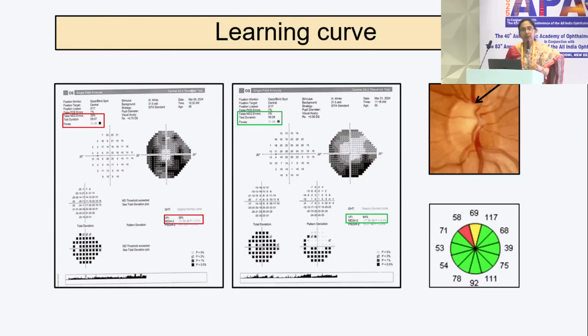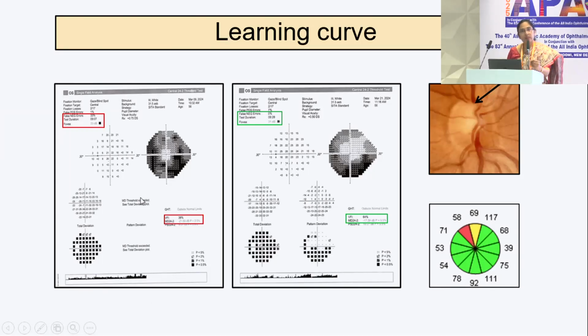And because perimetry is a subjective test, patients often find it very difficult to perform the test in the first go. Patients do find difficulty in responding because the stimuli are very dim, and characteristically there can be defects in the mid periphery, or the field may look very bad if the patient is doing it for the first time.